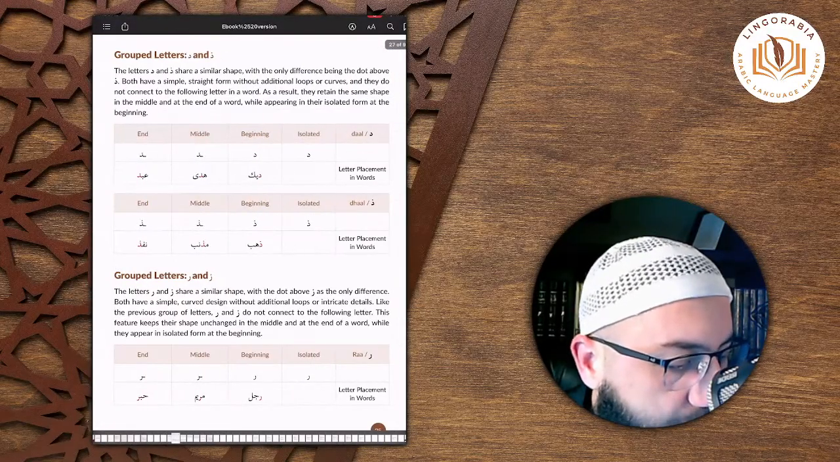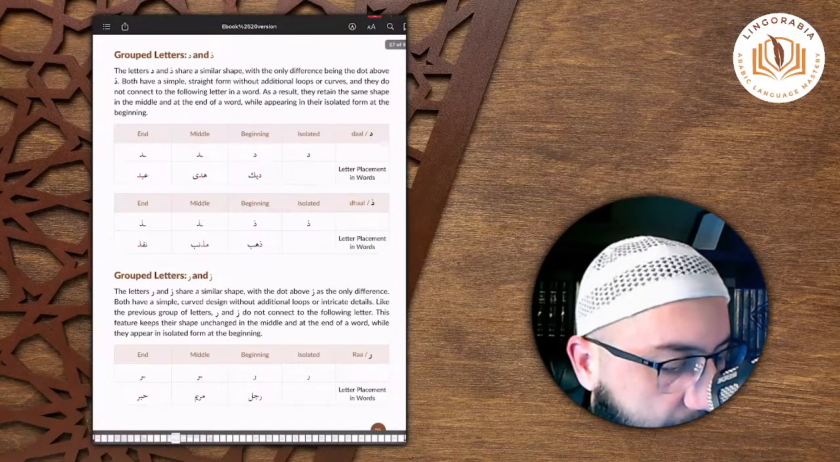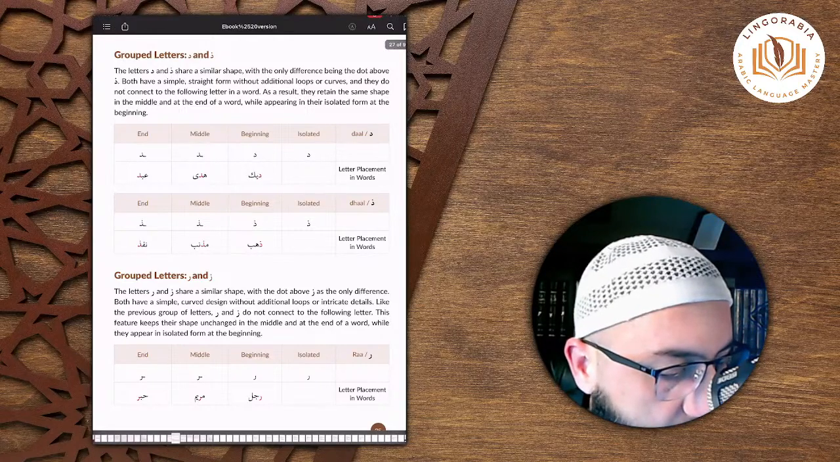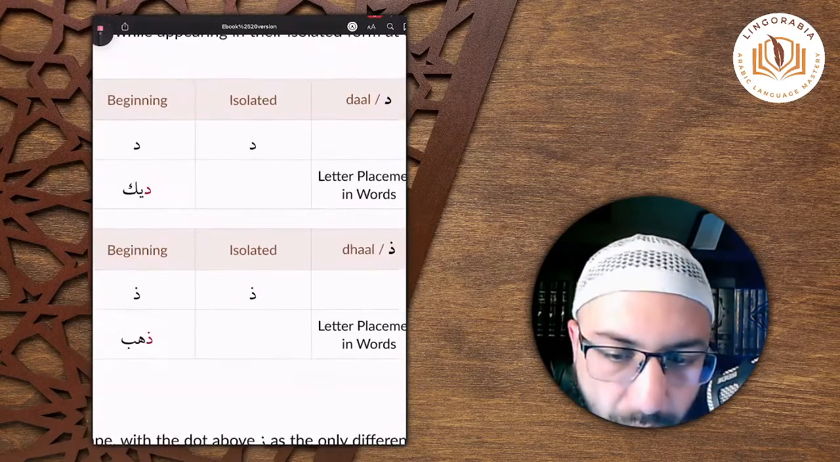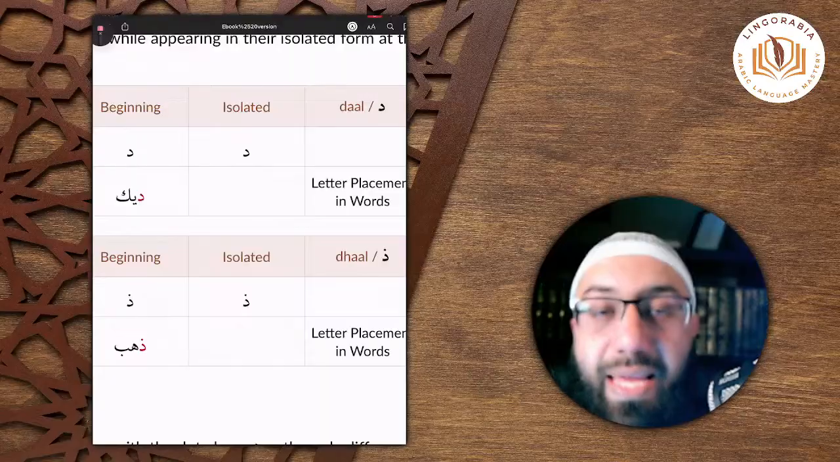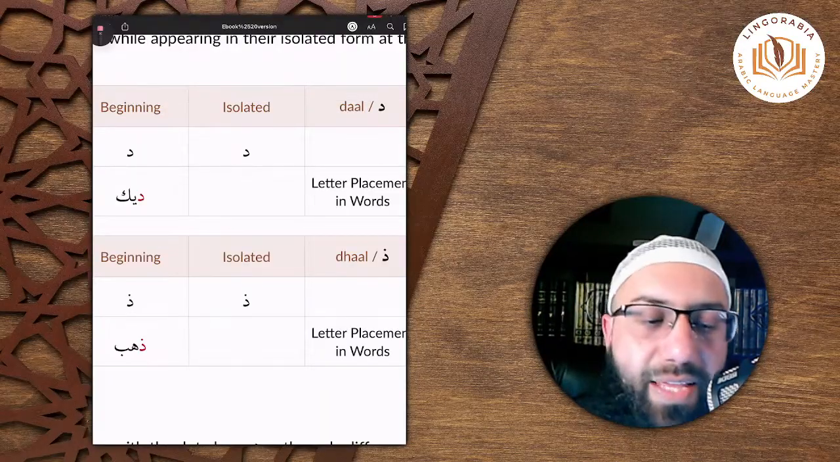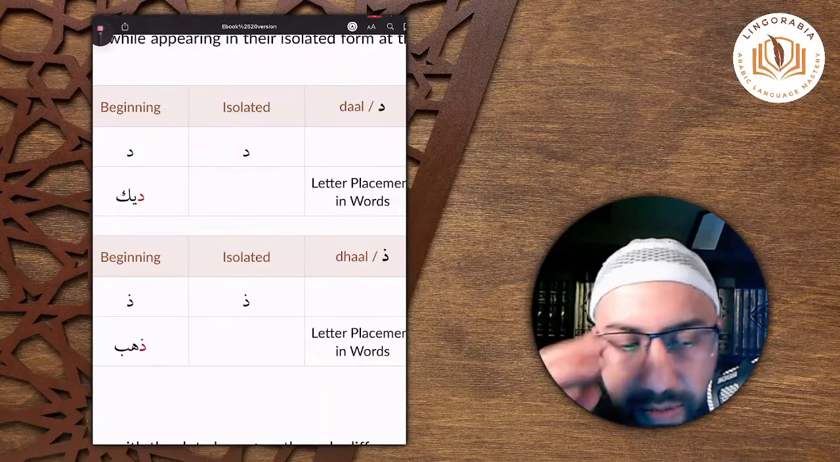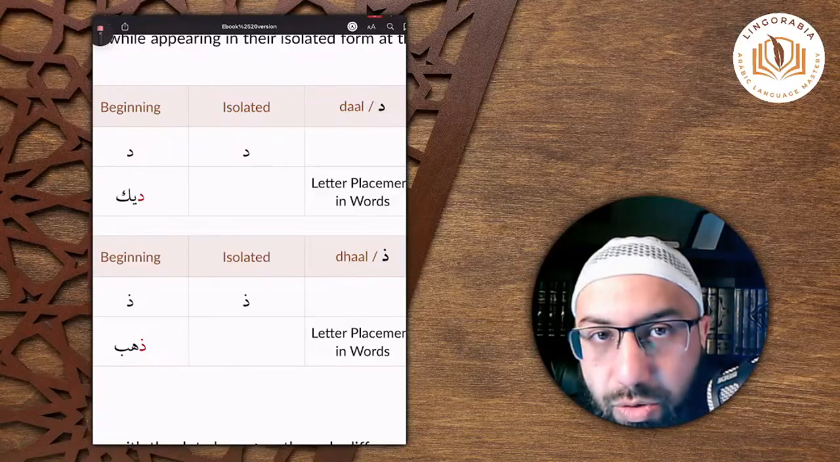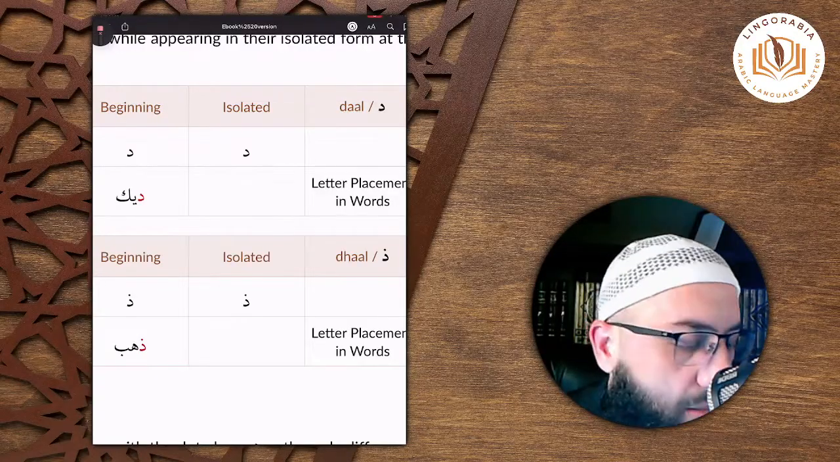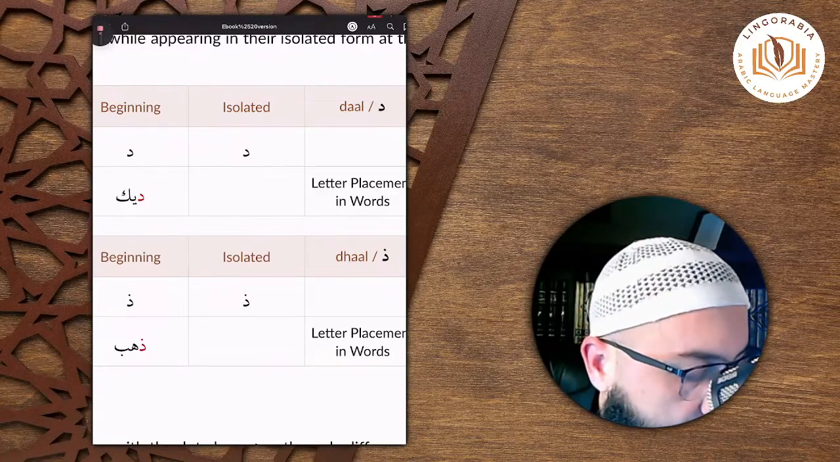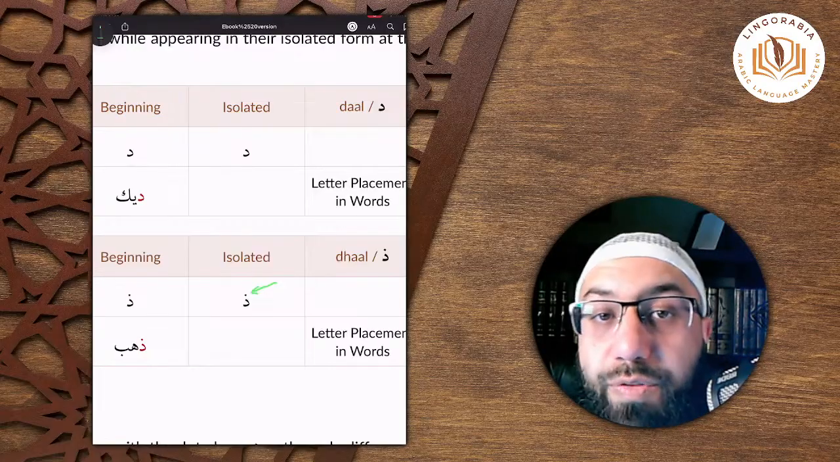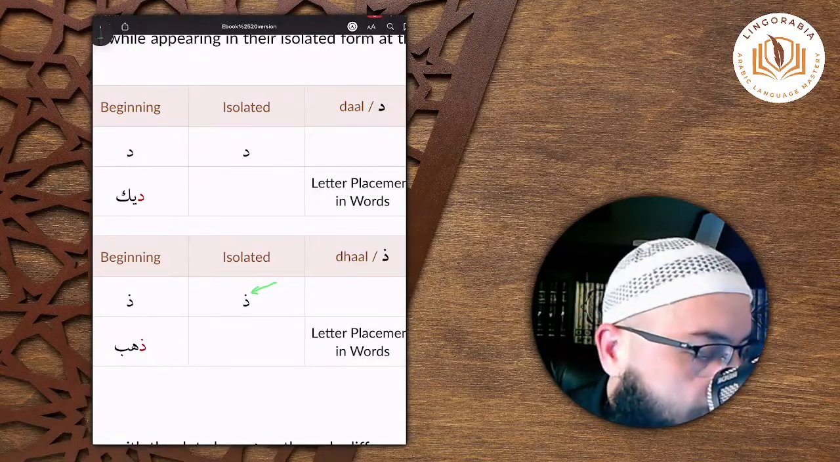The next grouped letters are these two. Remember, the dal and the dhal. These two are the next grouped letters. They are similar to each other. The only difference between them is the dot of the dhal. Okay? So that's the only difference.